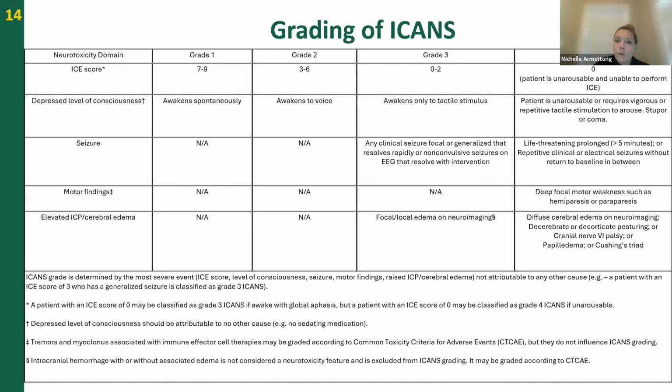So a grade 1 ICANS toxicity is usually the patient's a little bit confused. Maybe they can't count backwards from 100 by 10s well. Maybe they don't follow the command just right. Grade 2 toxicity is going to be multiple things within that scoring system aren't quite there. Typically, the first thing to go is the counting backwards by 10s. And then from there, patients tend to have difficulty completing the tasks that you give them or naming things.